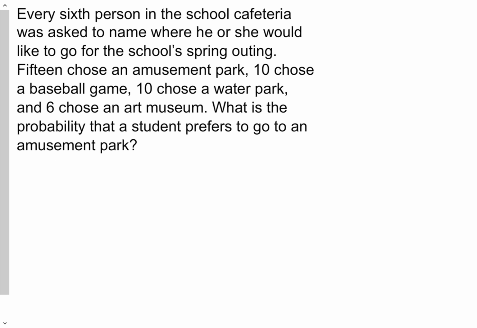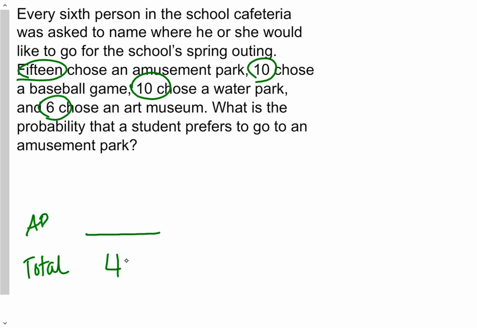So here we have to create our probability. So we want amusement park over total. Well, for the total we're going to have to add 15 plus 10 plus 10 plus 6, and that's a total of 41. And there were 15 at the amusement park. So the probability of a student preferring to go to the amusement park is 15 out of 41.